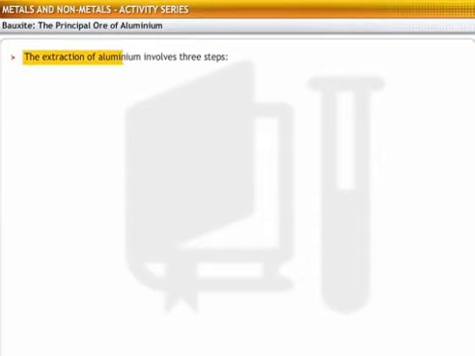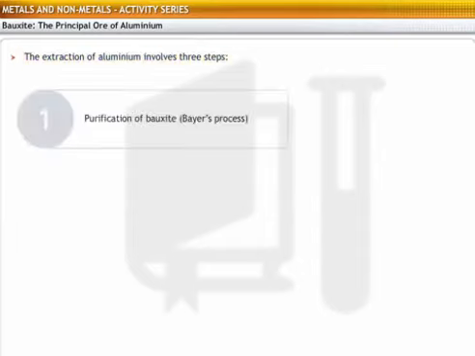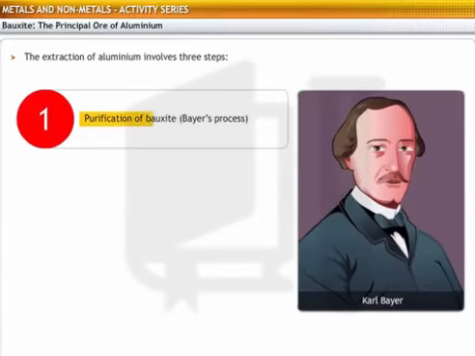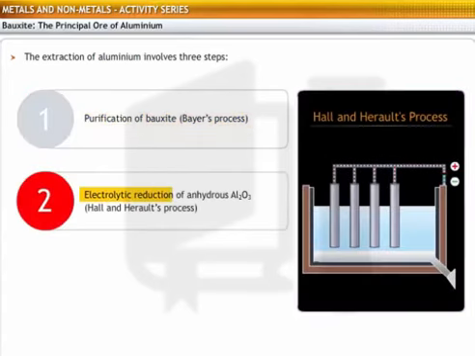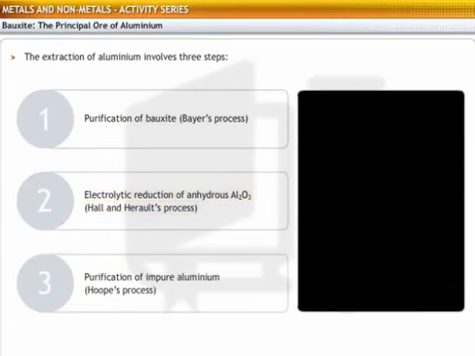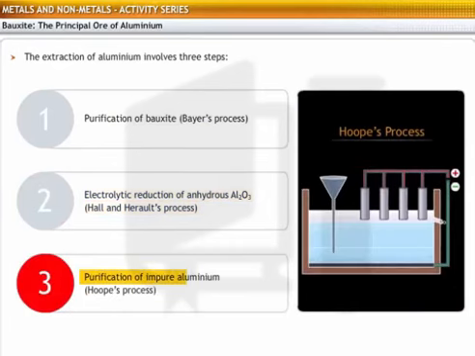The extraction of aluminium from bauxite involves 3 steps. First, the purification of bauxite using Bayer's process. Next, the electrolytic reduction of anhydrous Al2O3 by Hall and Héroult's process. The last step is the purification of impure aluminium by Hoope's process.